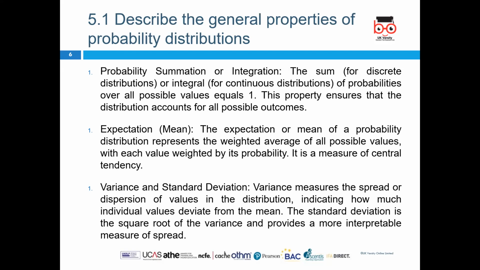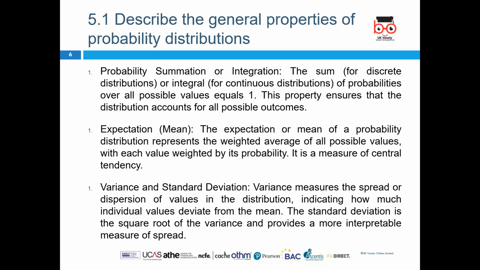Then expectation. The expectation or mean of a probability distribution represents the weighted average of all possible values, with each value weighted by its probability. So it is a measure of central tendency. For example, if the value is 0.7 and the probability is 0.2, then your expectation is 0.7 times 0.2. Then you have variance and standard deviation.